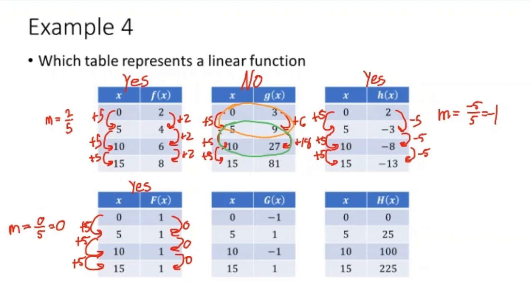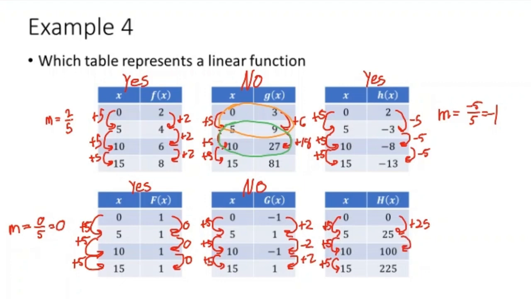In our fifth table, x is still changing by 5, but notice how in the g of x column, we increase by 2, decrease by 2, then increase by 2. So our g of x is not changing consistently, even though our x is. So can g of x here be a linear function? No. And for our last table, x's are still increasing by 5, and our h of x, from our first to second row, is increasing by 25. From our second to third, we're increasing by 75. Well, that's enough for us to determine that h of x is not a linear function.